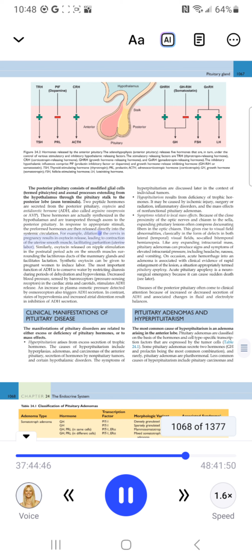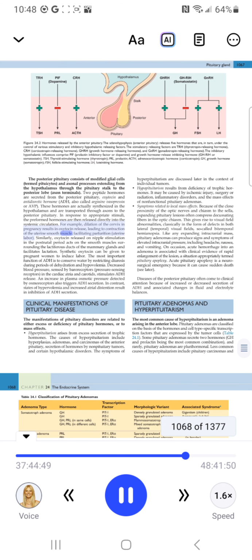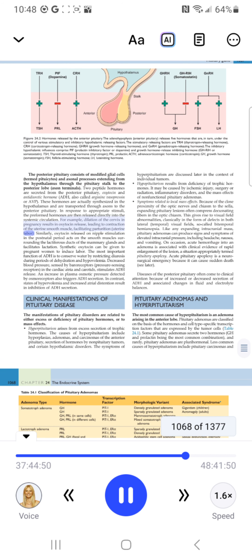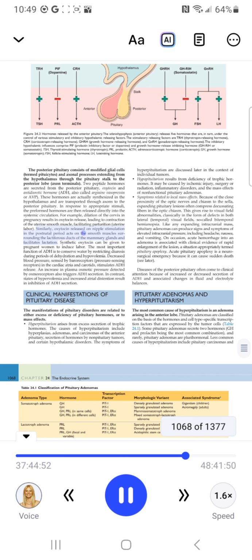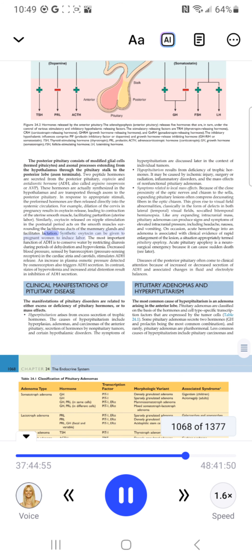For example, dilation of the cervix in pregnancy results in oxytocin release, leading to contraction of the uterine smooth muscle, facilitating parturition (uterine labor). Similarly, oxytocin released on nipple stimulation in the postnatal period acts on the smooth muscles surrounding the lactiferous ducts of the mammary glands and facilitates lactation. Synthetic oxytocin can be given to pregnant women to induce labor.